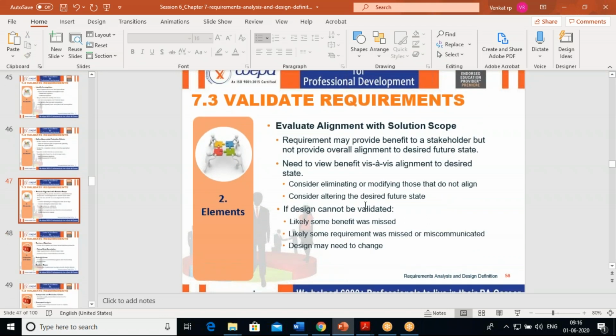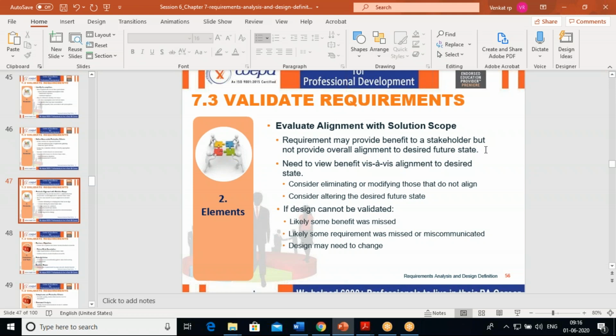Then we have to evaluate the alignment with the solution scope. That means when any requirement comes up, we have to ensure that the requirement may provide benefit to the stakeholder, but may not provide overall alignment to the desired future state. In that case, we can't go ahead with it.